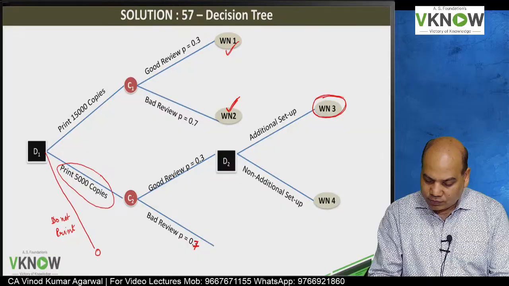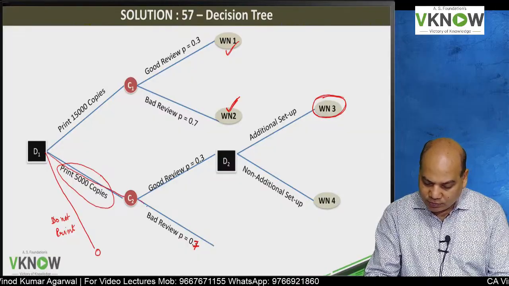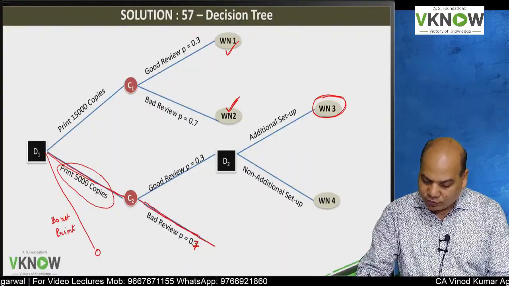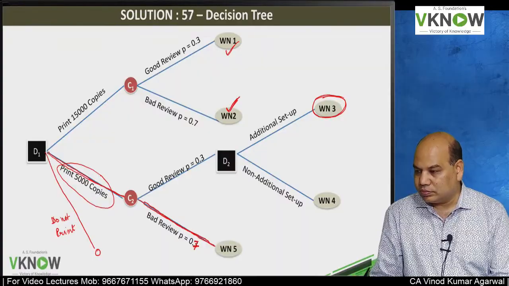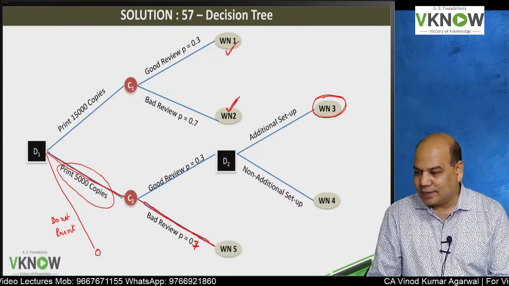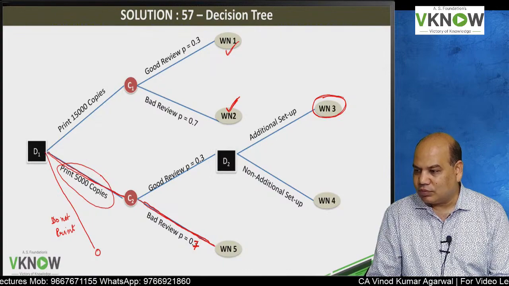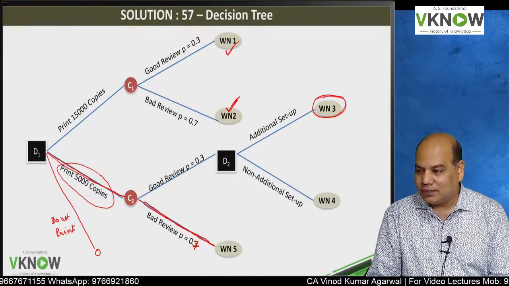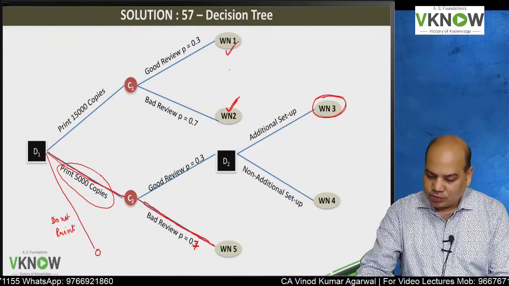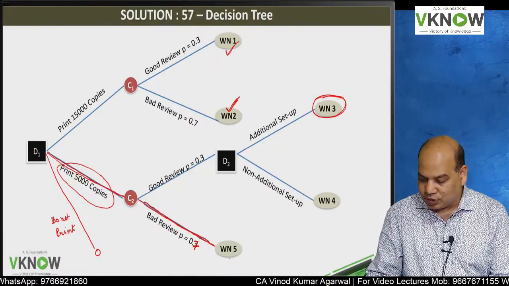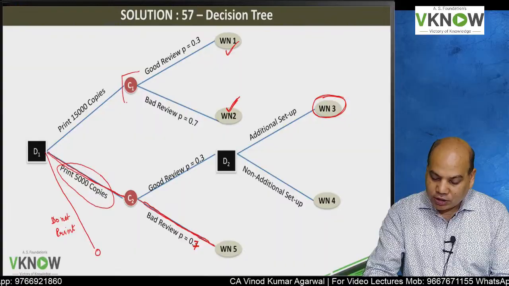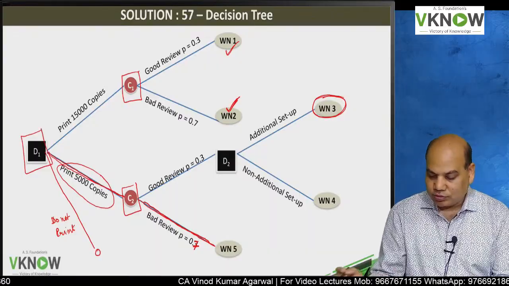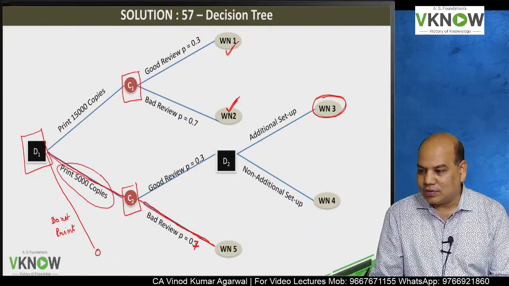And the last is, if I print 5,000 copies and I get a bad review, what should I do? I will calculate the net profit, working note 5. So this question will require 5 working notes, W1, W2, W3, W4, W5. Not only that, then I have to find C1 also, C2 also, and D1 also. So total 8 working notes I will require.